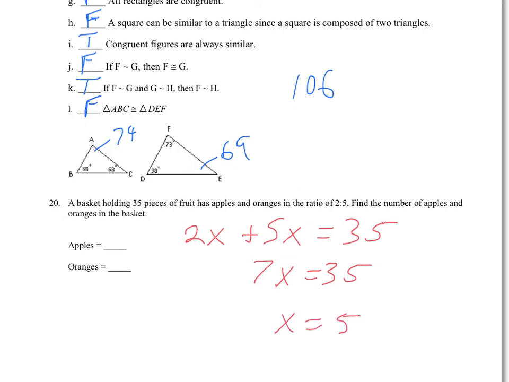That means that 2 is the number of apples. So 2 times x, which is 5, would be 10. 5 is the number of oranges. 5 times x, which is 5, would be 25 oranges.